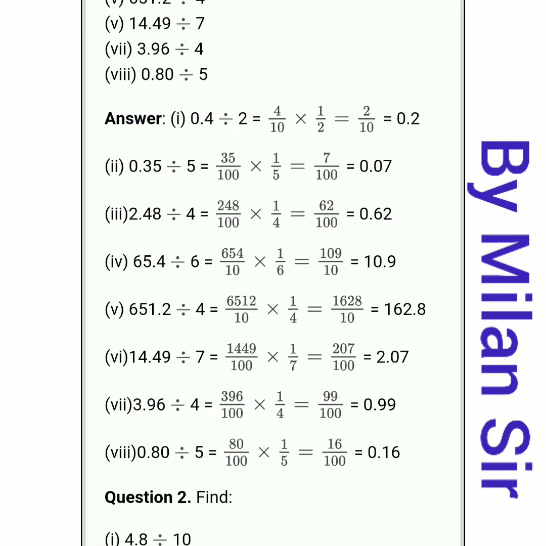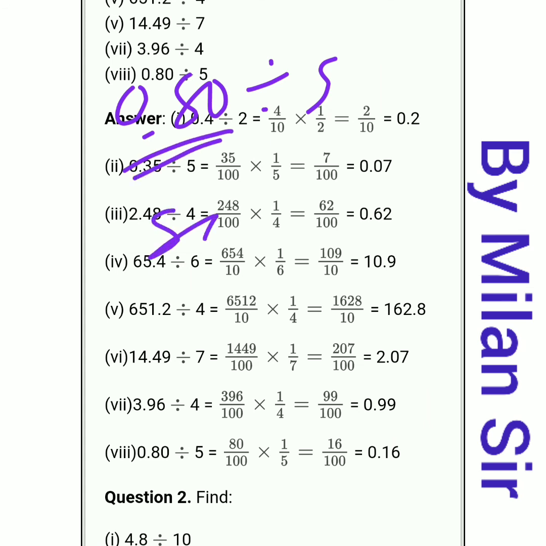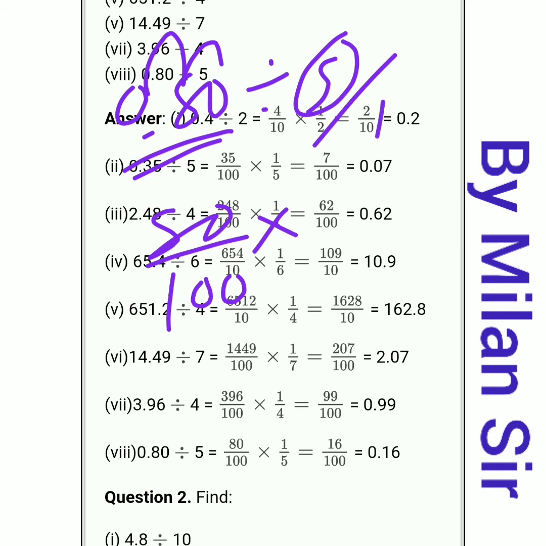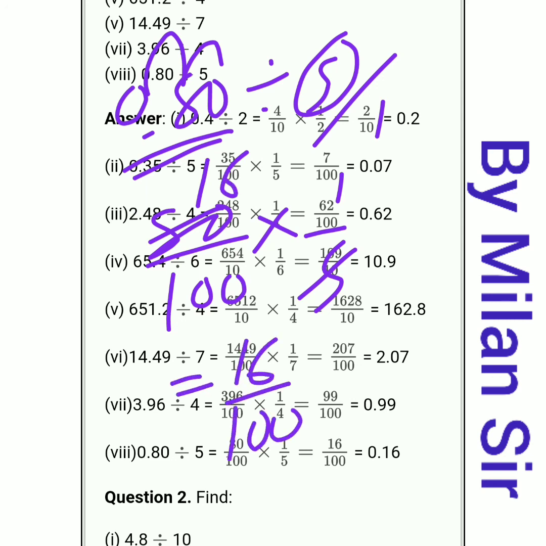0.16. Again, 0.80 divided by 5, ignore the decimal point, so 80. After the decimal point two digits are there, so here we need to write 100. Here we have 5, but we need to take the reciprocal of 5, so the reciprocal of 5 by 1 is 1 by 5. We cut this. 16 5s are 80, so 16 by 100. In the denominator we have two zeros, so in the numerator before two digits we put the decimal point, and before that nothing is remaining, so 0. 0.16. Okay, this is the division of decimal numbers.